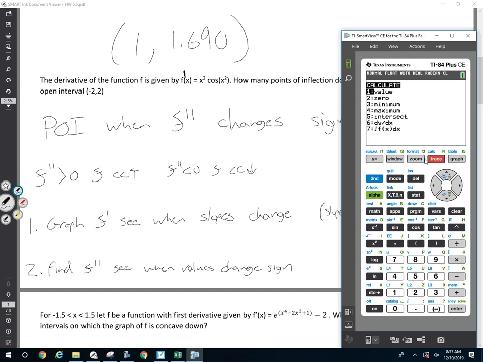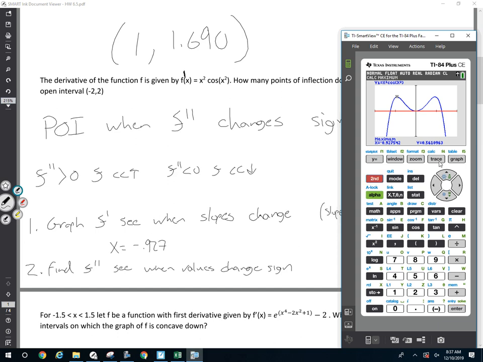Now, you could find those locations by finding either the max or the min. So here's a max. We can say, you go second calc, max. You go to the left of the max. You go to the right of the max. You press enter one more time to guess. So here's one location, negative 0.927.